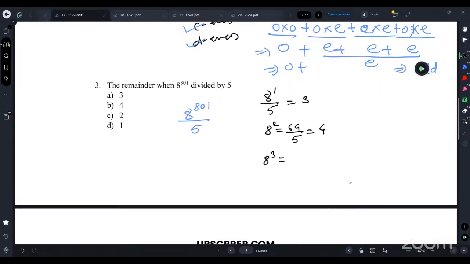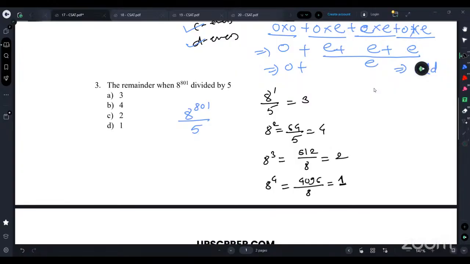8 cube will be what? 512, sorry, what is 8 cube, guys? 512, right? 512 divided by 5. So here you will get a remainder of 2. And if you see 8 raised to 4, it will be 4096, right? Divided by 5, here you will get a remainder of 1. Just try to divide it, and you will see that the remainder will be 1, right?